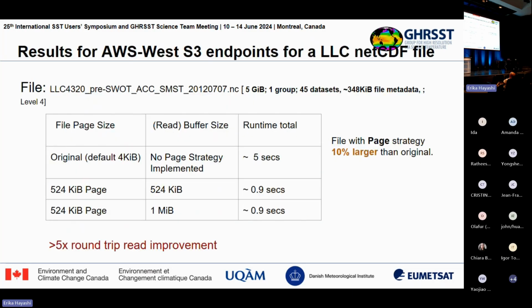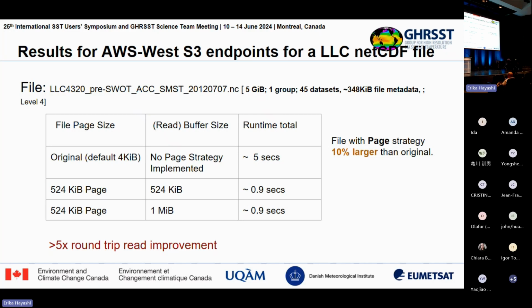So I'm going to show you a little results of a performance test. This is a SWOT LLC pre-SWOT data. It's a 5 gigabyte file, and it's pretty simple actually. It has 1 group and 45 data sets. The metadata is a factor of the complexity of the granule. So the more groups it has, the more data sets and variables, the more chunks it has, the bigger the file metadata will be. In this case, we're under 1 megabyte. So it's not that big, but it's still possible to optimize it.